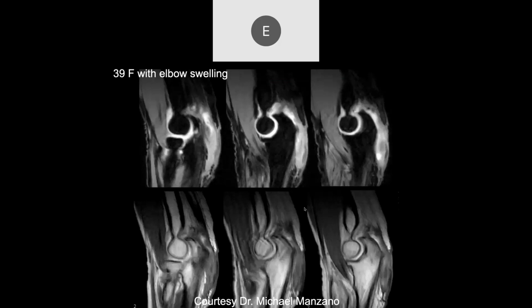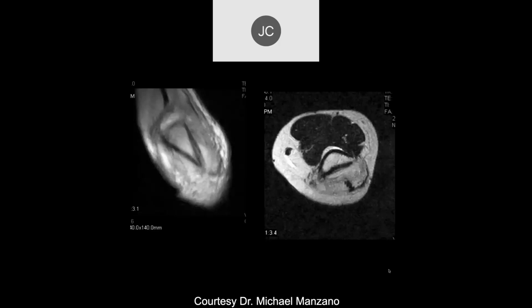Okay, 39 with elbow swelling. So I think it's a PD fat set on the top. We see fluid. I don't think it's from the joint. Looks like maybe the olecranon bursa area. Is that a T2 on the right? It's a T2 on the right, I think. I think it's a T1 on the left. Okay, so that focal dark signal.